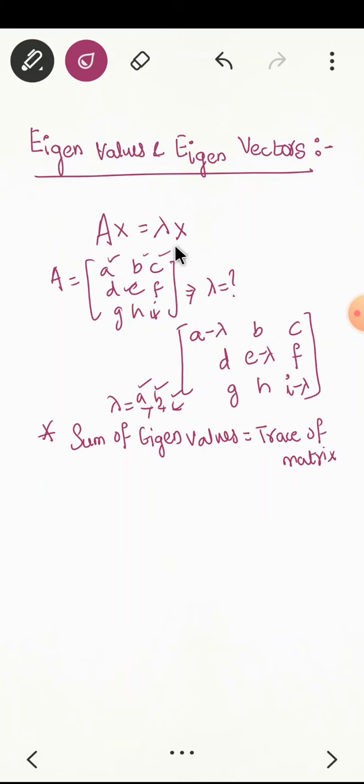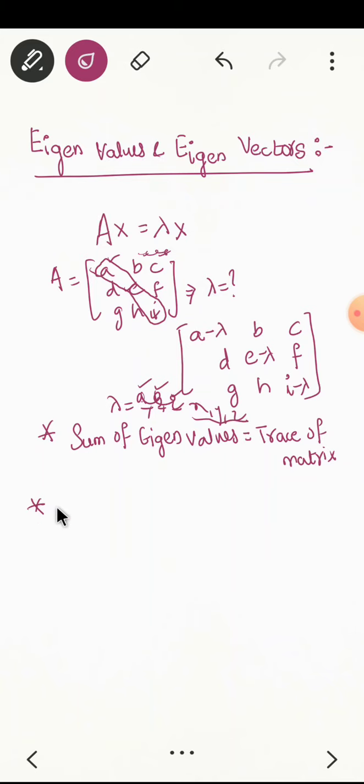I am not meaning that the lambda values are a plus b plus c. I mean we have got some x, y, z lambda values. If I add x plus y plus z, that should be definitely equal to the trace of the matrix. Trace means you add the diagonal elements a plus e plus i. These two sums will be equal. That is the main important point.